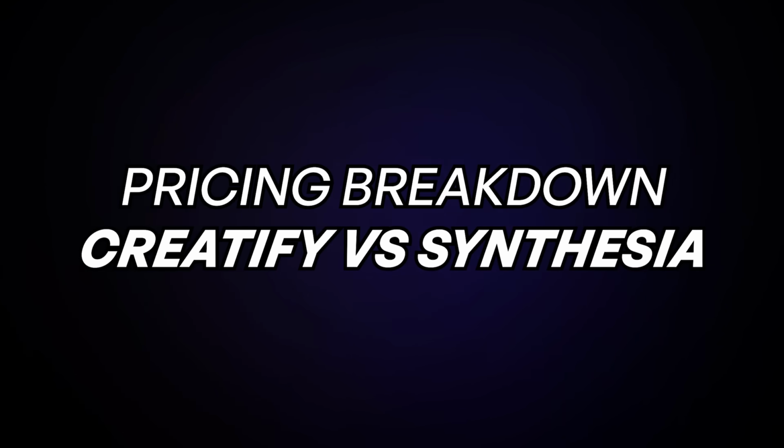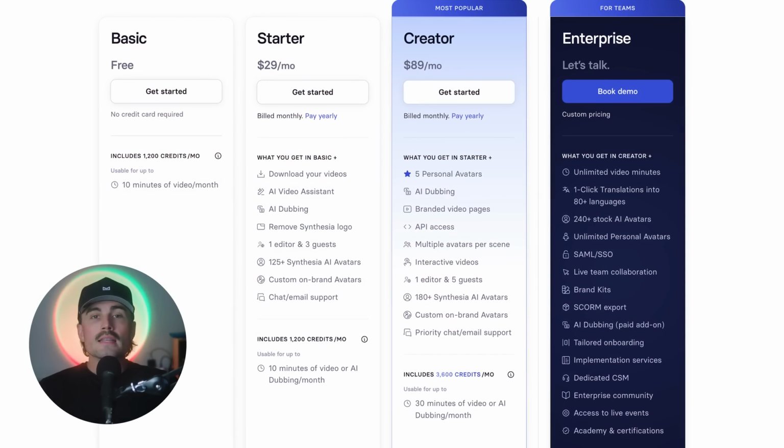Pricing breakdown. Creatify versus Synthesia. Synthesia runs on a pretty traditional subscription model, but there's a catch. It's heavily tied to how many minutes of video you can generate. Here's what that looks like. Free plan. Very limited, basically just for testing. Then there's a starter plan at about $29 per month or around $18 per month billed yearly. This gives you roughly 10 minutes of video per month.